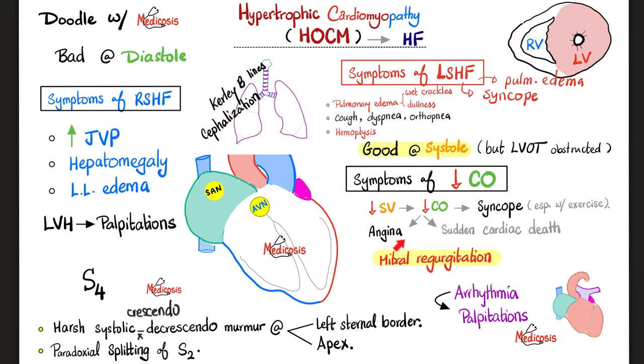We might hear the murmur of mitral regurgitation. We might hear the harsh systolic crescendo-decrescendo murmur, most commonly at the left sternal border, but it can happen at the apex as well. Don't forget the paradoxical splitting of S2, and don't forget that we can hear S4. We can also develop the symptoms of right-sided heart failure and the symptoms of left-sided heart failure.